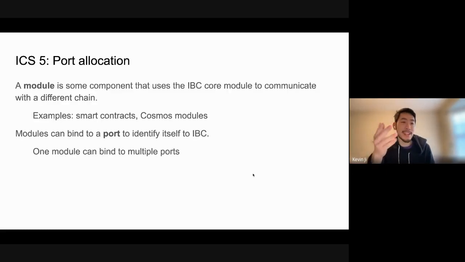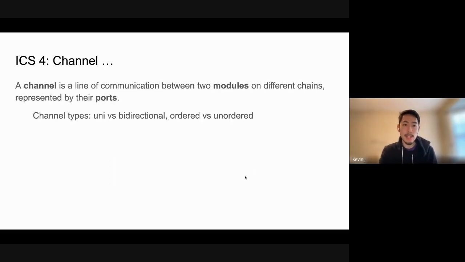Next, if you've been paying attention, I actually skipped from ICS3 to ICS5. I think this is just because the way they're organized is a little bit weird. ICS5 talks about ports. In IBC, as I mentioned, there are modules which represent apps. Modules end up talking to each other. These could be things like smart contracts or Cosmos modules. And modules bind to a port to identify themselves to IBC. This works sort of similar to ports on your local machine. A module can actually bind to multiple ports, but for our purposes, this isn't super important.